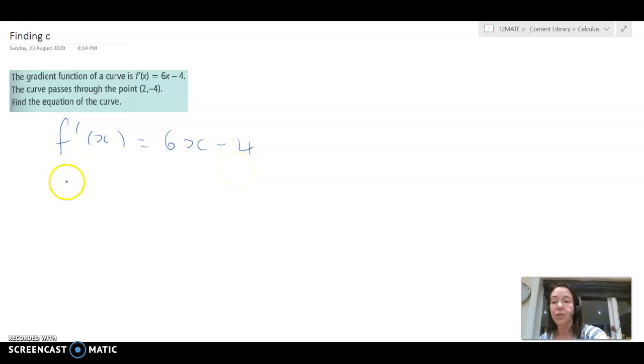And I know then that f of x, now it is important whenever you're writing these that you put the dash in for the gradient function and you put no dash for just the actual function that we're talking about. So 6x squared, that's going to go x to the power of 2 over 2, minus 4x, and don't forget your plus c. Just going to tidy that up a little bit.